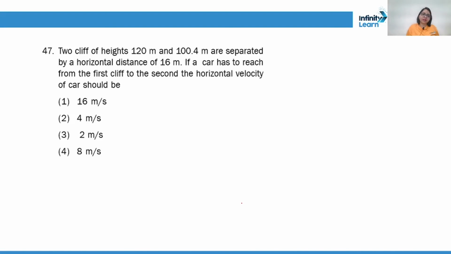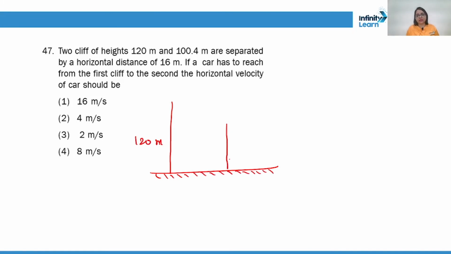Question number 47. Two cliffs of height 120 meter, this is, let's say, a 120 meter high cliff, and another one is 100.4 meter, are separated by a horizontal distance of 16 meter.